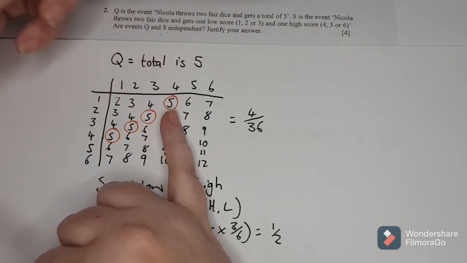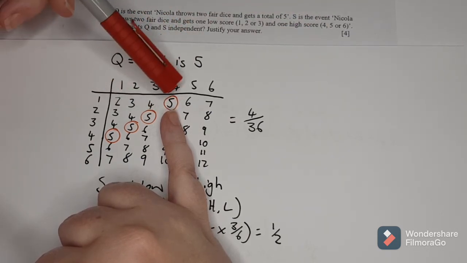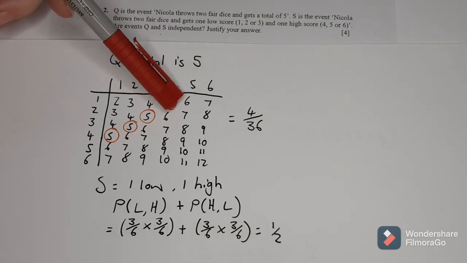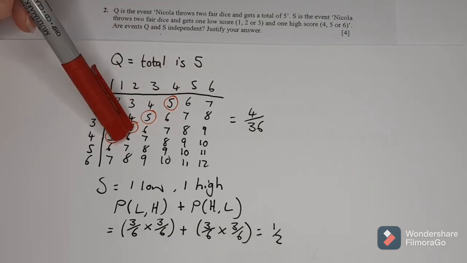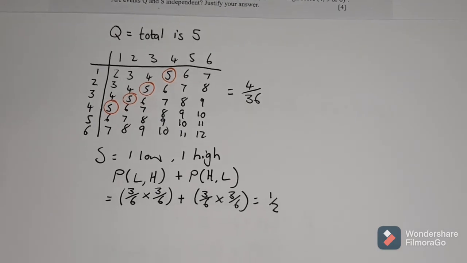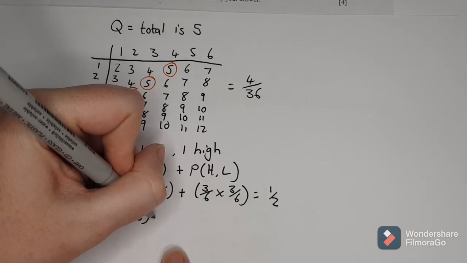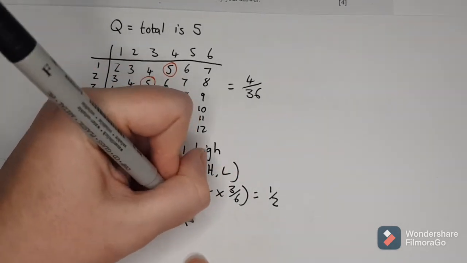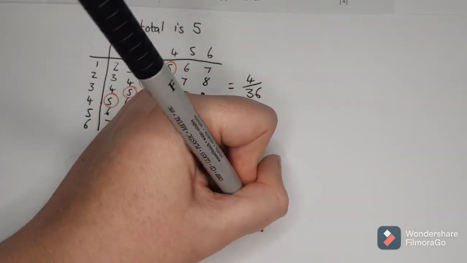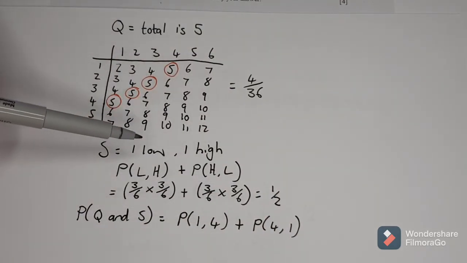But a 4 counts as a high score. So then there's 4, and a 1 counts as a low score. So there we have 1 low and 1 high. So the only options are either a 4 and a 1 or a 1 and a 4, because the other ones don't fit both categories. So to work that out, we're going to say the probability of Q and S means it's going to be the probability of getting a 1 and a 4, or the probability of getting a 4 and a 1, because that's the only ones that fit both criteria.